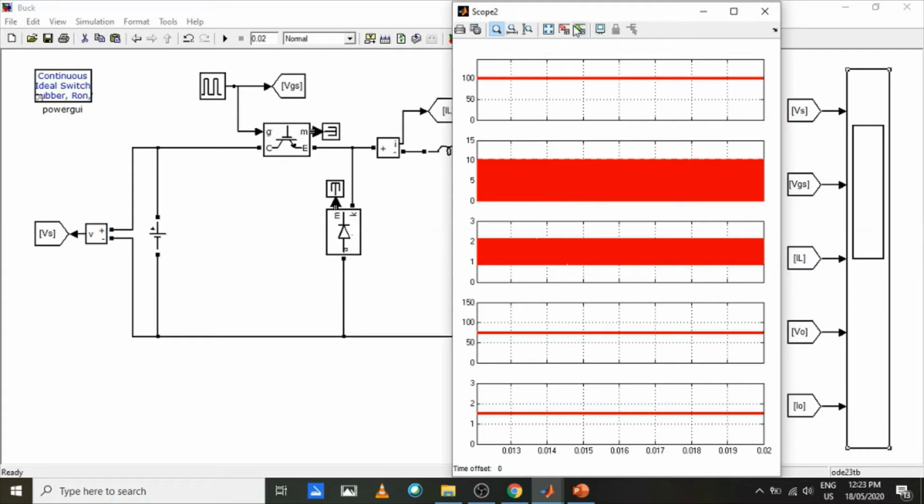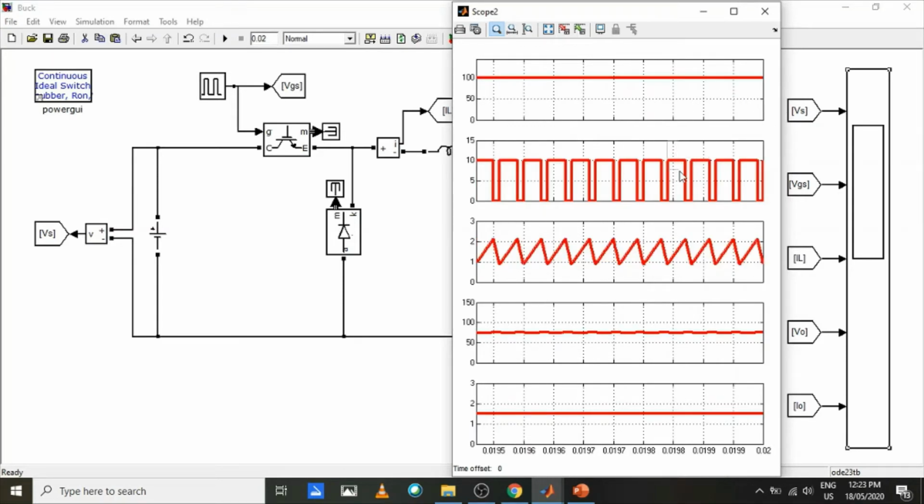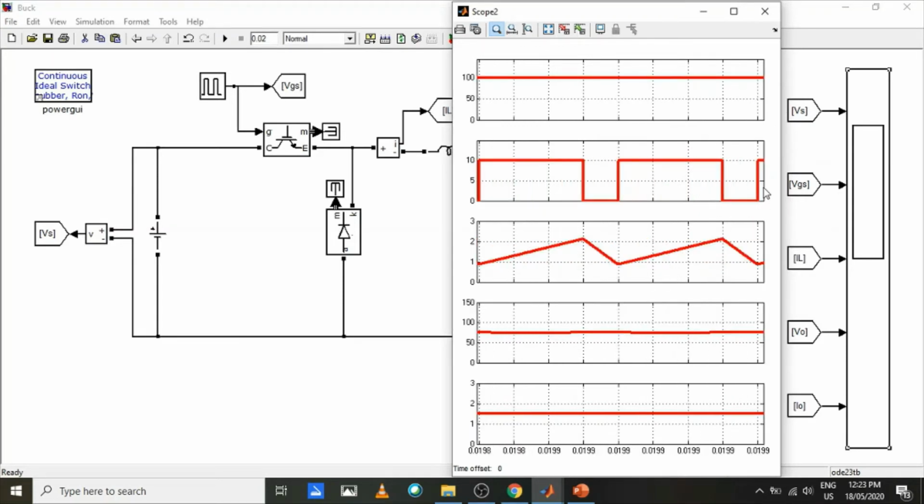However, when I zoom further, we can see the wave shape of the inductor current is actually zigzag. From the graph, we can see the inductor current increases linearly when the control pulse is applied to the IGBT. Meanwhile, when the control pulse equals to 0, the inductor current decreases linearly.